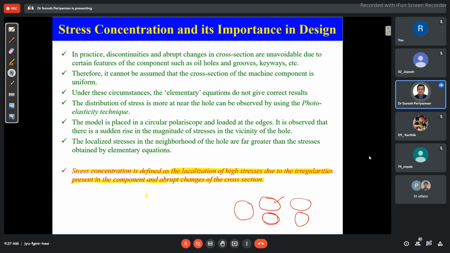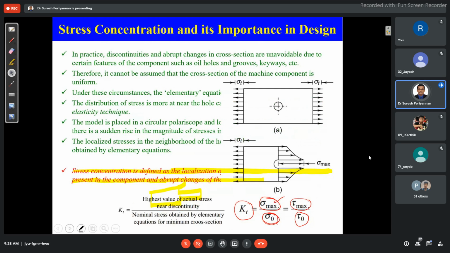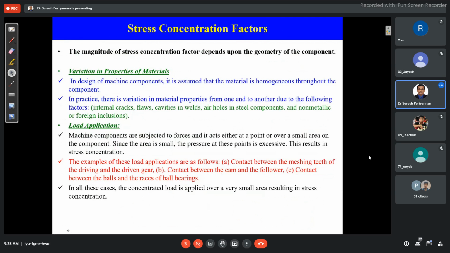For example, a shaft may change in cross section, like a stepped shaft. These regions are going to have more stress concentration. That's what we are saying: an abrupt change in the cross section of the shaft. So this is the stress concentration formula. Please keep in mind this entire thing, a very important formula.